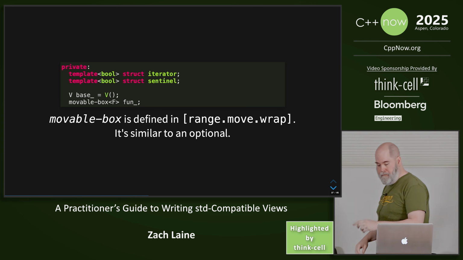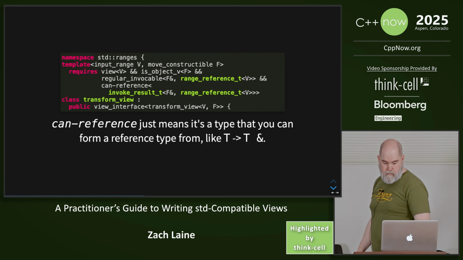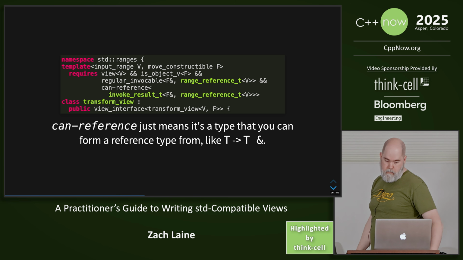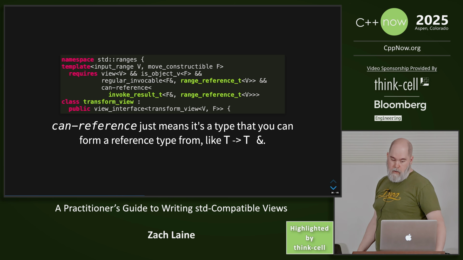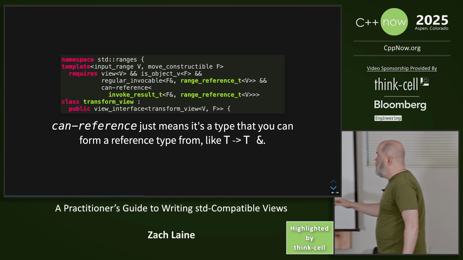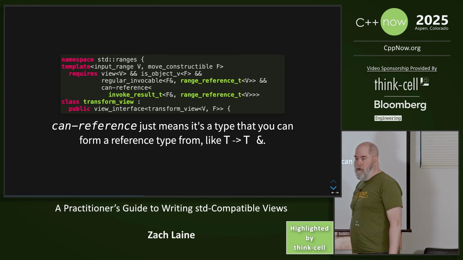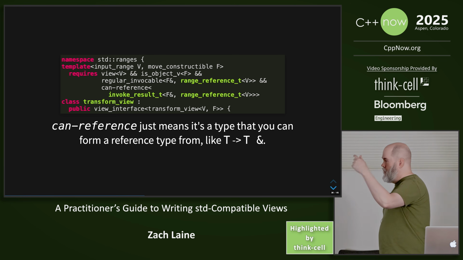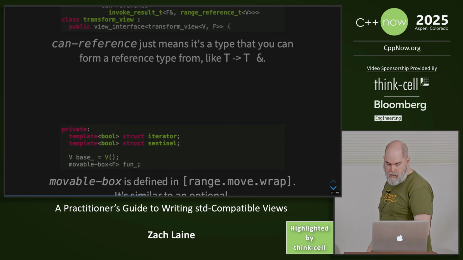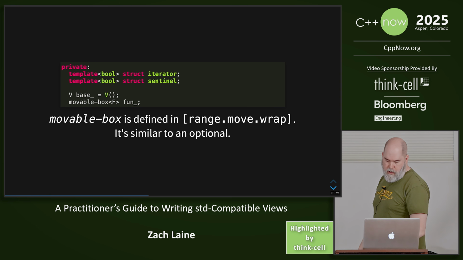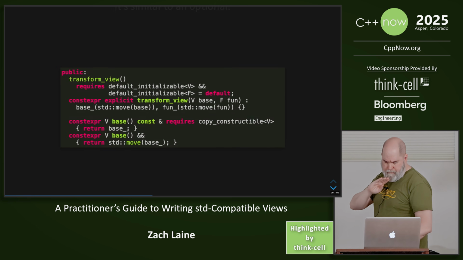Okay. Sorry, going back one slide. For transform view, why wouldn't F need to be invocable? It is. Oh, right, regular invocable. Yeah, very good. Regular invocable is the same as invocable, but with the additional semantic requirements. Thank you.